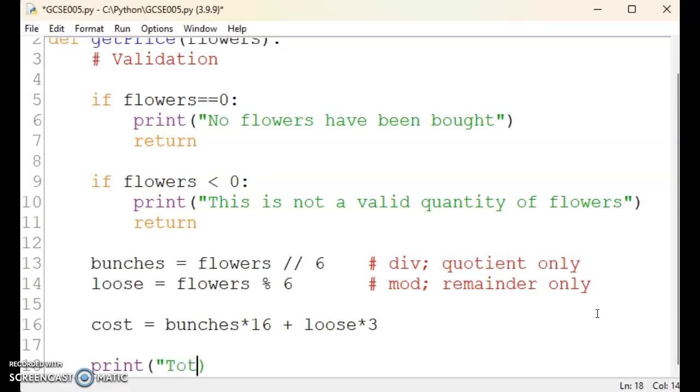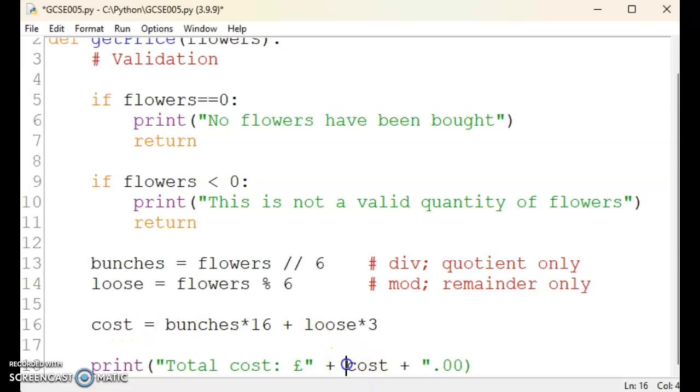Okay, so the total cost is going to be, we're going to put in a pound sign, and then we're going to join on the value of cost. It is going to be a whole number, so we don't strictly speaking need to put in 0.00, but let's just put in 0.00.